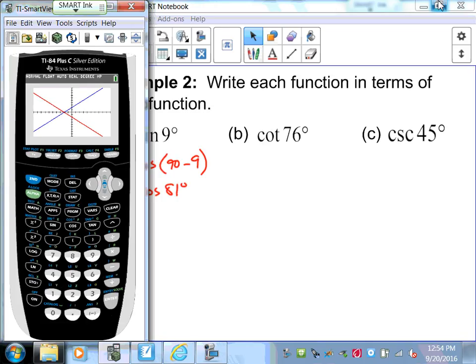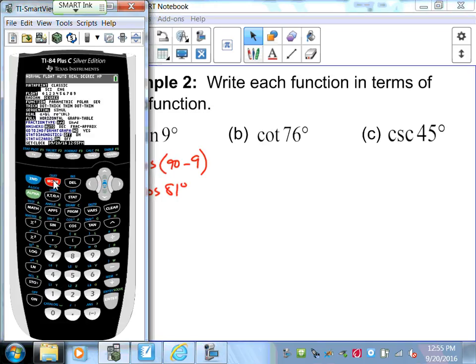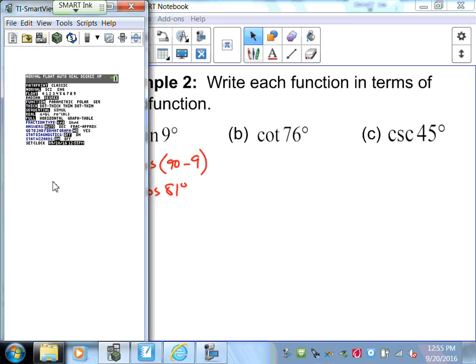Josh, you and me. Here we go. Go to mode, and then see where it says radian. Make sure it's degree. Okay, excellent. All right, here we go.